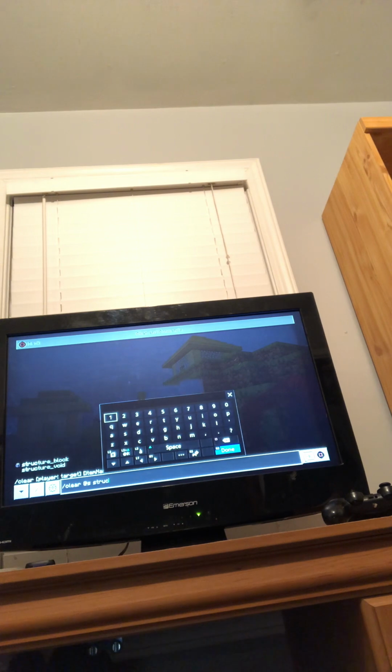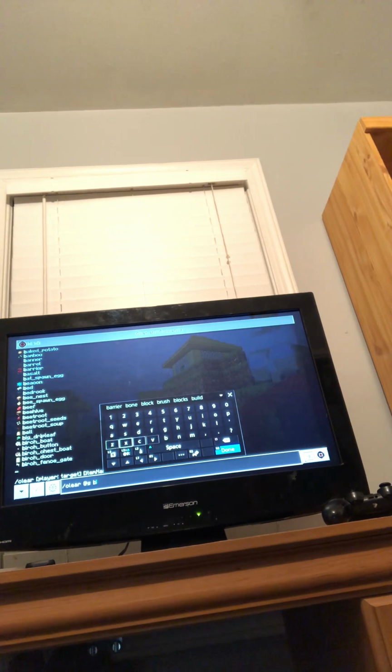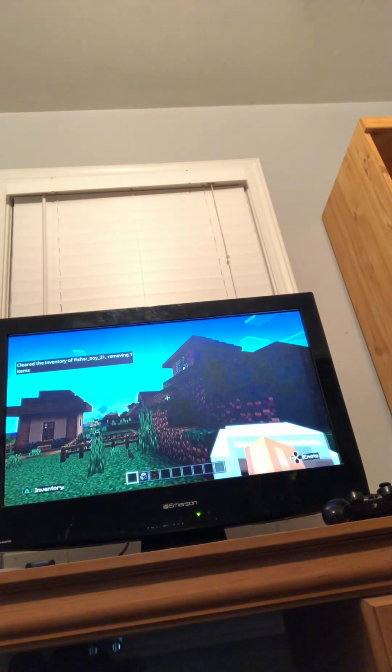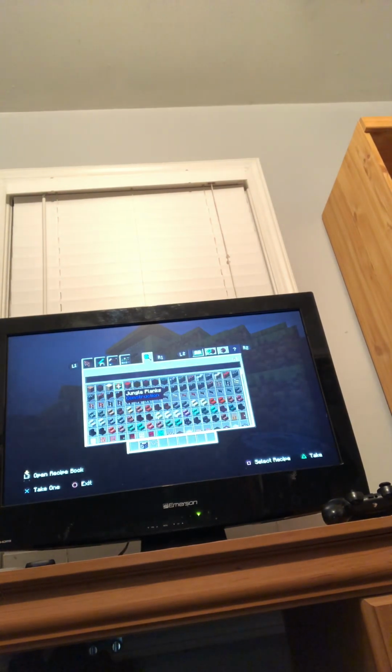You could do structure block, barrier block, and then it would take it away from you. See right here? Barrier. And it's gone. It's not in my inventory. It's gone. You could also do this. But if you were in survival, you would have to do the command.